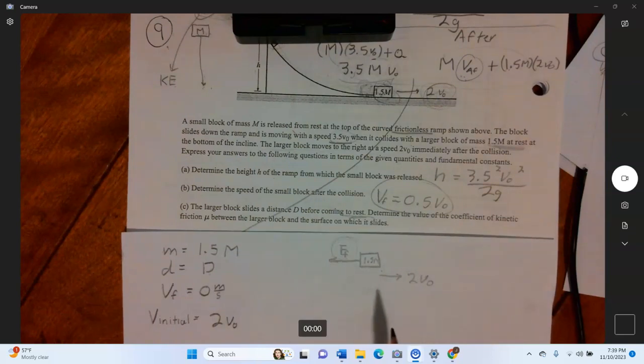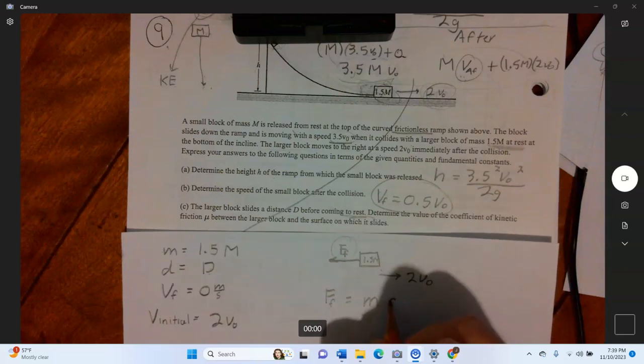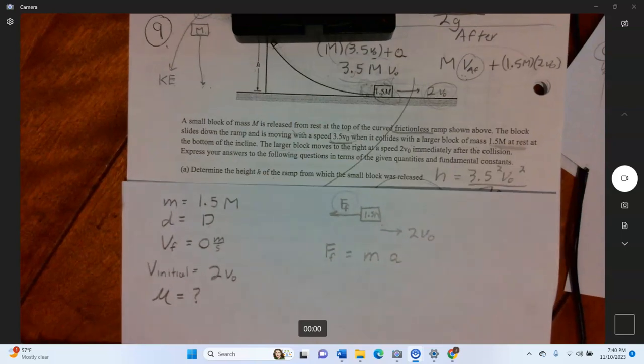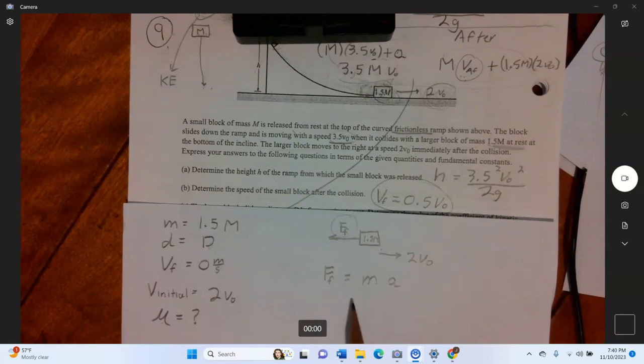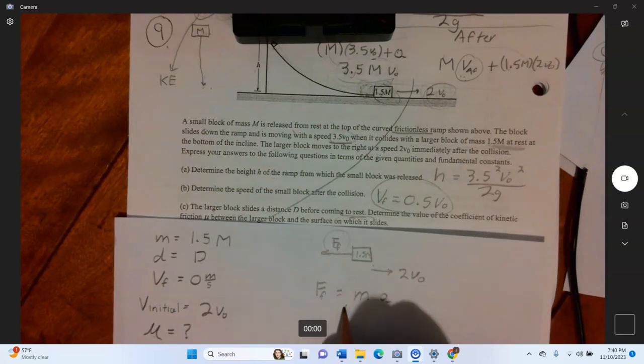That right there. Okay. So what is the value of that friction force? Well, the formula for force that we know is mass times acceleration. Now remember what we're looking for, and I should write this down. It's mu equals question mark. We're trying to find mu. So friction force is not what we're actually trying to get right now. So let's figure out what the friction force is. It's the only force acting on it. Well, we know that the mass is 1.5 m.